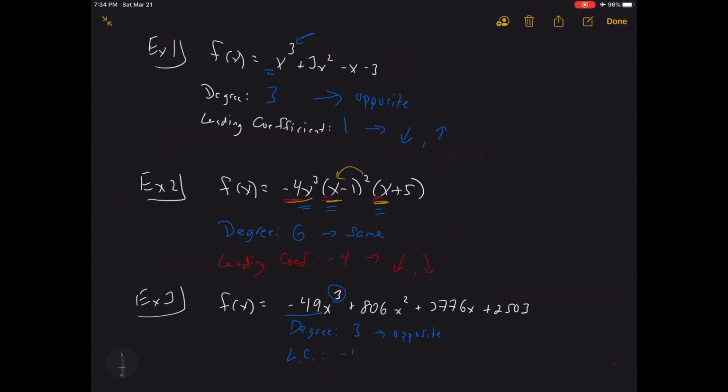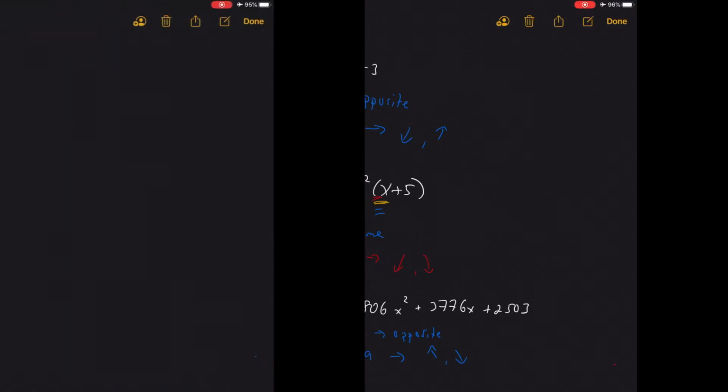So our leading coefficient is negative 49, which means that my ends, we already know they're going to go opposite, but because it's negative, that means it's going to end down. It's going to start up and end down, because the graph should generally go from top to bottom. All right, so that's probably enough examples of that before we move on.